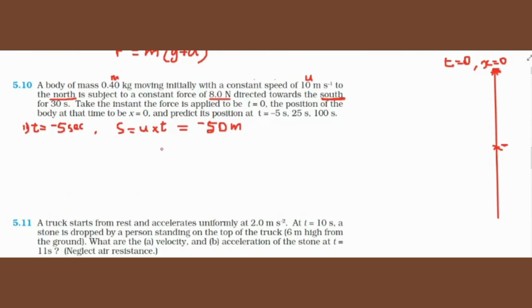So where was the position of the object before the force is applied? The position of the object is 50 meter below the point which we have taken as origin. This distance is 50 meter. So if you take this point as origin, downward it is negative axis. As it is negative axis, we will write it as minus 50.